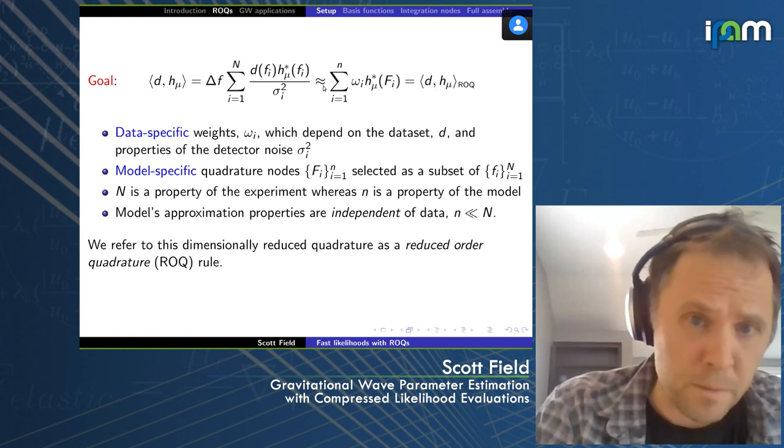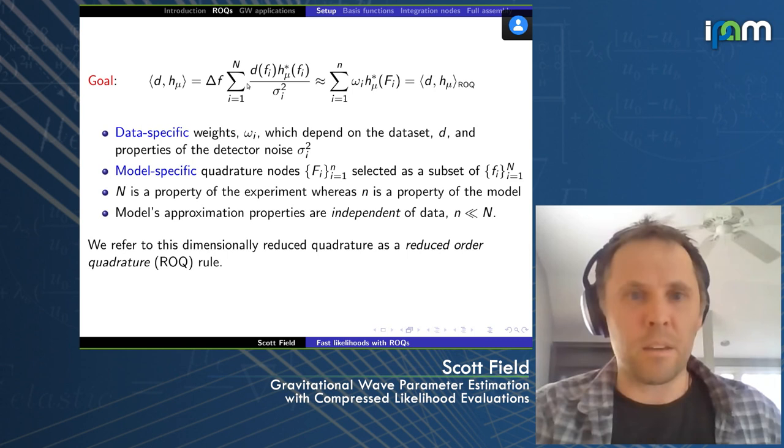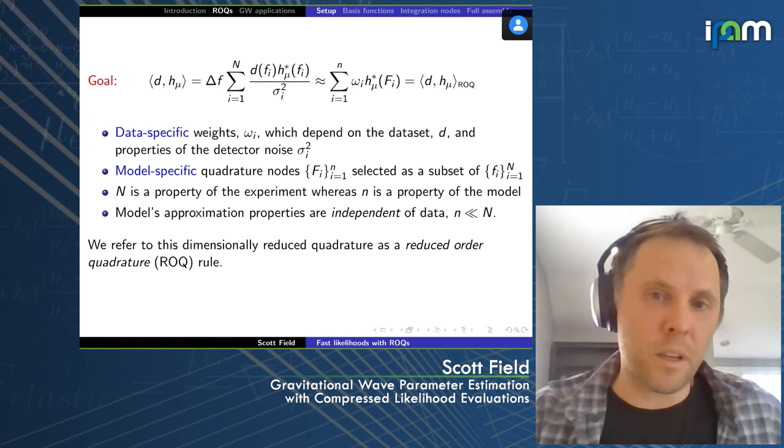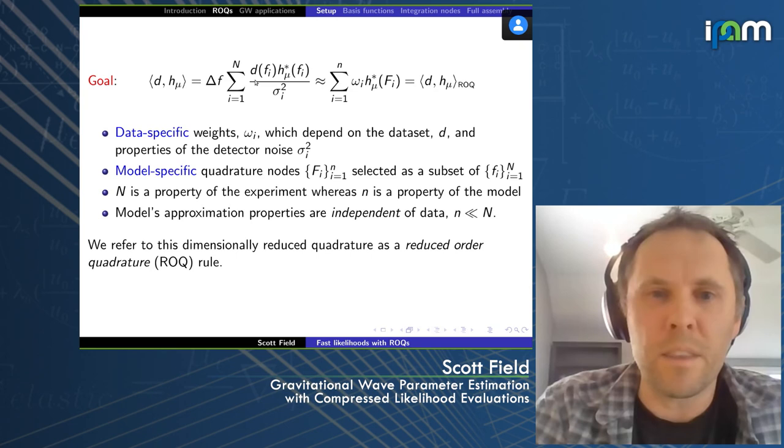The reason why this should be a good way of computing these terms that arise, like the data overlapped with the model, is that capital N, which features in this summation, is a property of the detector. How is it observing the signal? Whereas this lowercase n here is a property of the model. This is how much we can compress the model space into a compact subspace. And these two numbers need not be related to one another.